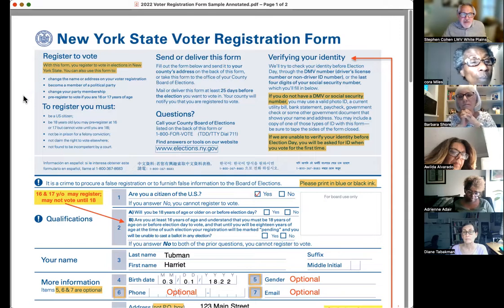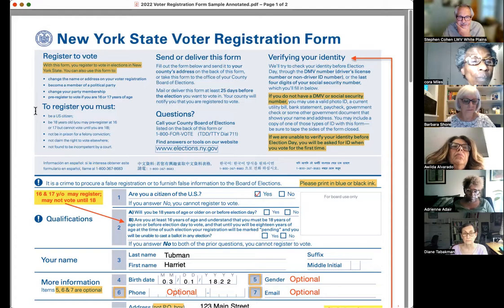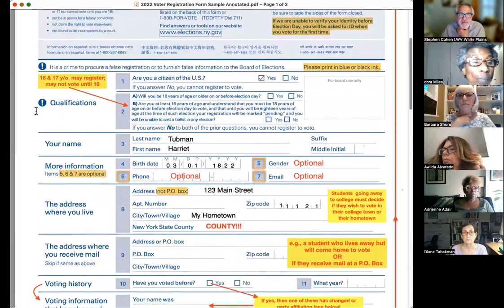Also, and this is a recent change, students who are 16 or 17 years of age are now eligible to pre-register, which means that they may fill out one of these forms, and when they reach the age of 18, they're eligible to vote. And we encourage youngsters to do that for obvious reasons. So let's move on.